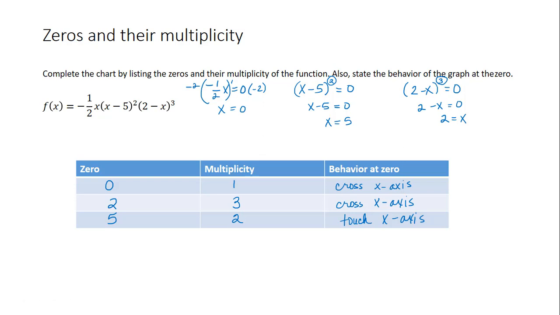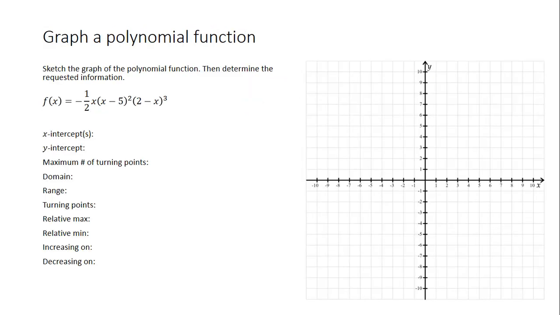So we can do a rough sketch knowing all of this information. We just learned that the zeros were 0, 2, and 5. So the x-intercepts are (0, 0), (2, 0), and (5, 0). The y-intercept, if we plug in 0 for x, f of 0 is 0, so the y-intercept is the origin. Now the maximum number of turning points, remember that that is based on the degree. The degree of this polynomial function is 6, so the maximum number of turning points would be 6 minus 1, which is equal to 5.